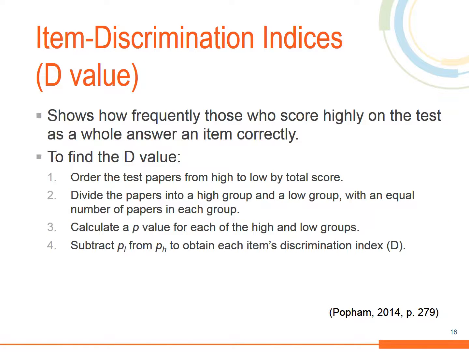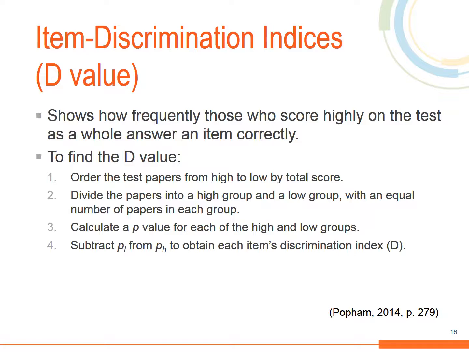Next up is the item discrimination index, or the D value as many people call it. What this does is show how frequently those who score highly on the test as a whole answer an individual item correctly. So, a little bit more this time. To find the D value, first of all, you would order all the papers you've got. So if you've got a class of 30, order all of these papers from the high score down to the low score, and I'm talking about the total score.